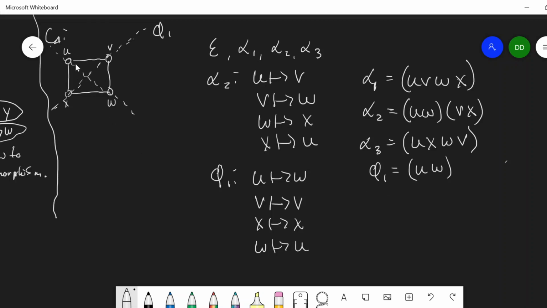Right, so I could also do it across this diagonal line, and I'll call this one alpha 2, or theta 2. Here, V will get sent to X, and I'll leave U and W fixed. Okay, but there's some other reflections here as well. I could reflect across this horizontal line.